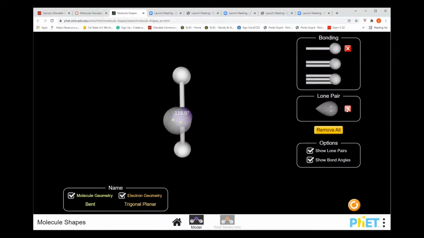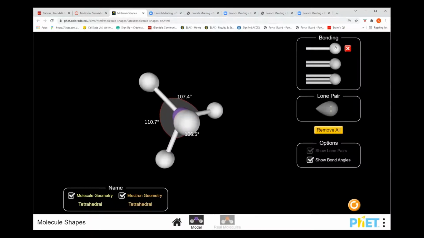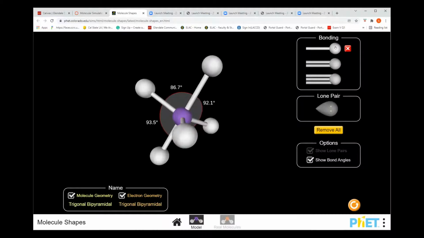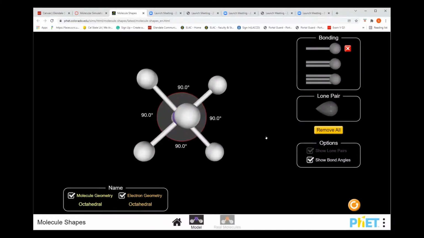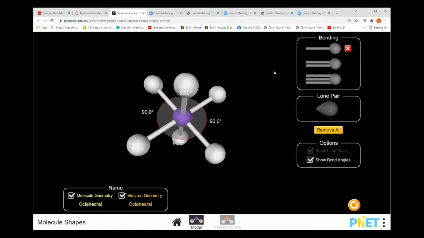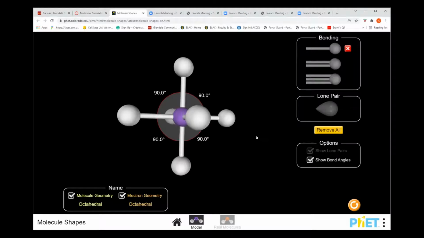Let's do 6. This is 2, 3, 4, 5, 6. This is octahedral. You see, it's a square right here, 2 pyramid. The old name used to be square bipyramidal, but we don't call that anymore. We call it octahedral. In an octahedral, everything is 90 degrees.